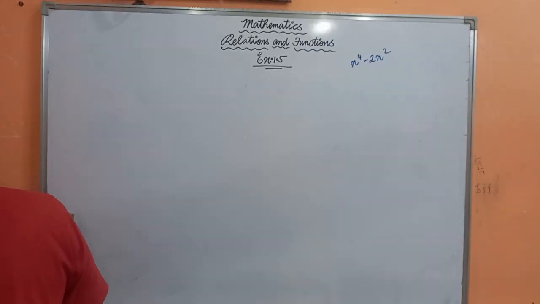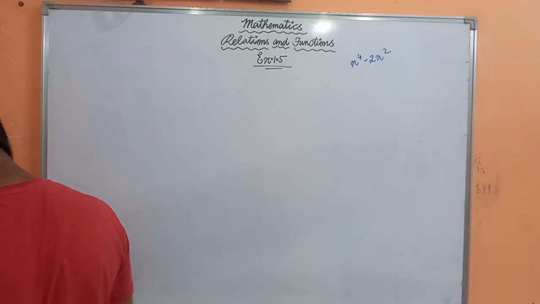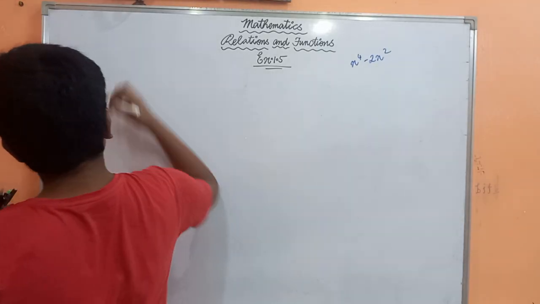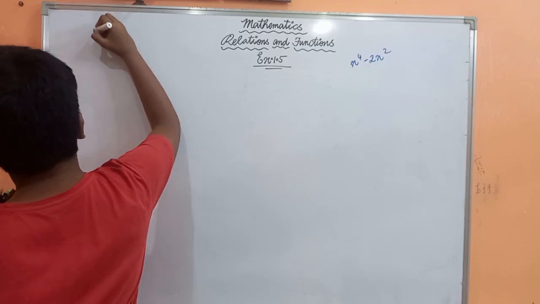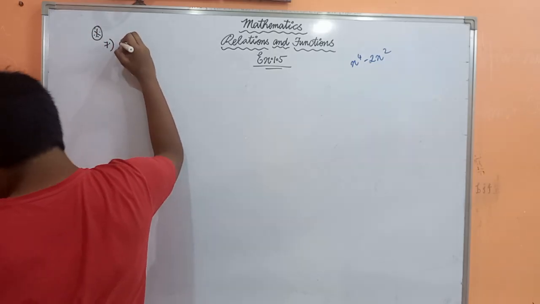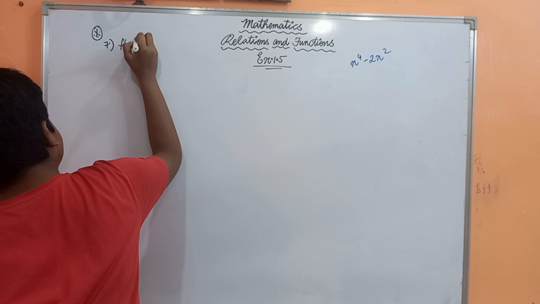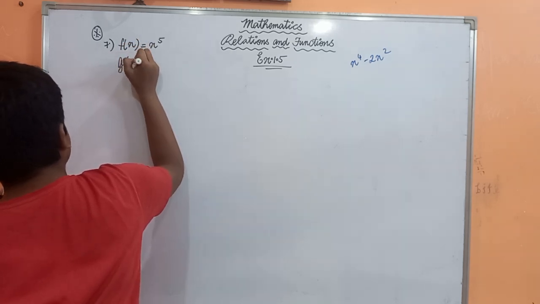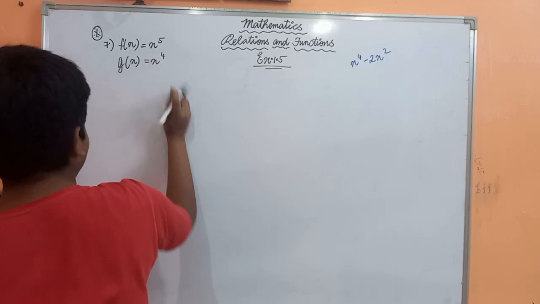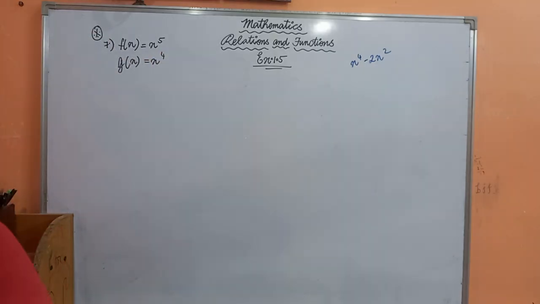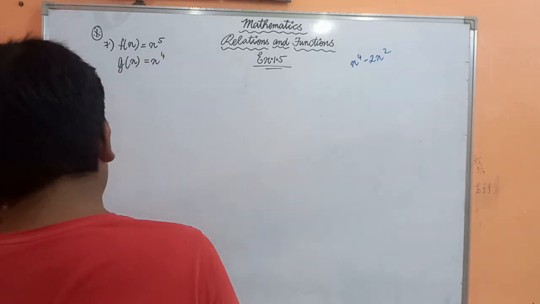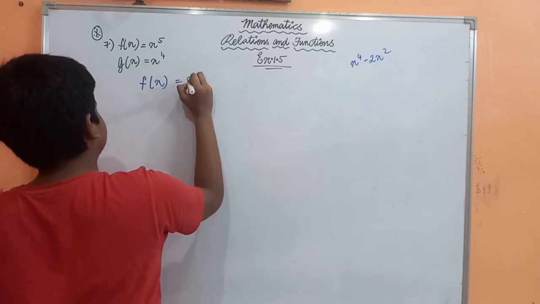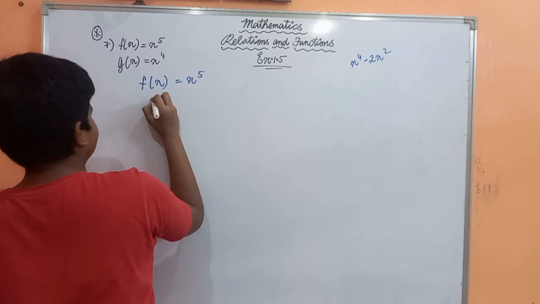Now let's go to the seventh sum. So they have given these. Here's the seventh sum. f of x is equal to x to the power 5 and g of x is equal to x to the power 4, and find out if each is a one-to-one function or not. So first, f of x is equal to x power 5.